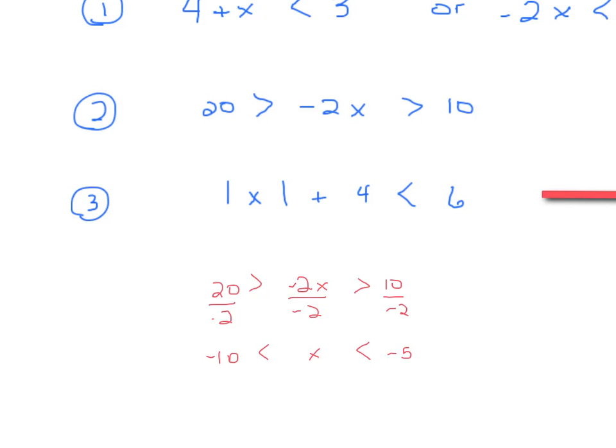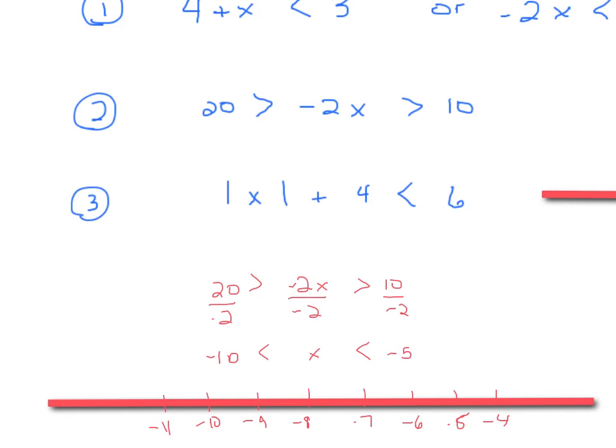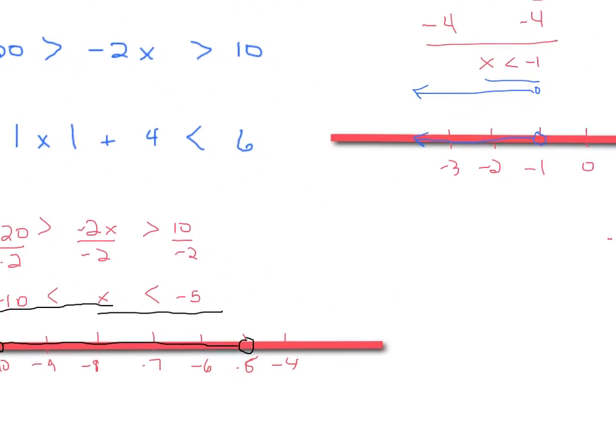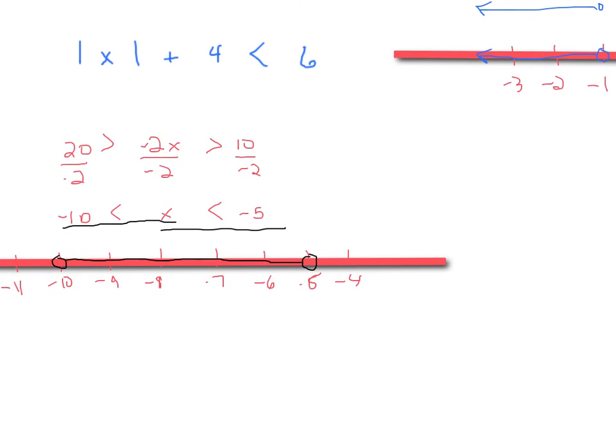So now we're going to look at what this means. Number line again. And we're looking for all the numbers that are in between -10 and -5. So x is greater than -10. x is also less than -5. So in this case, we have the numbers that are in between those two numbers. Those are our solutions.